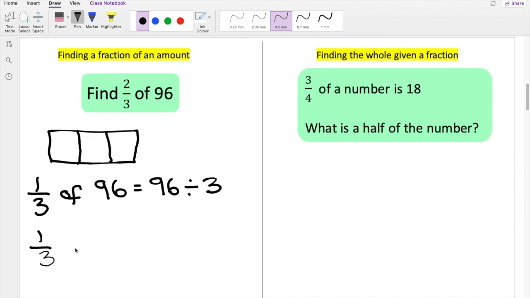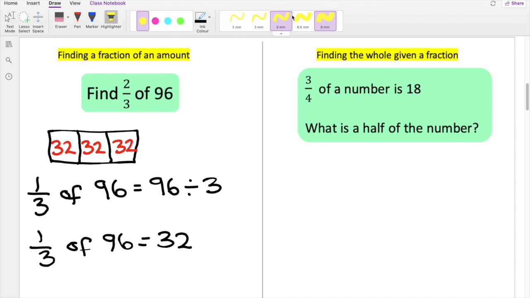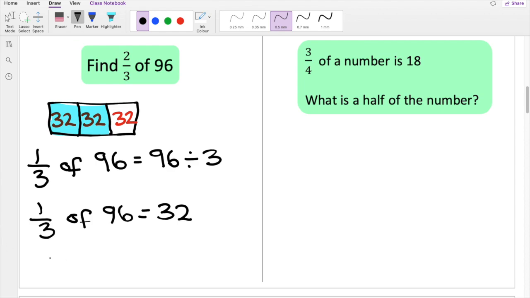So 1/3 of 96 is equal to 32. That is telling us what each little section, each little part in our bar model is worth. So I can now write that in. Now we can see to find 2/3, I need 2 sections, 2 parts of this bar model. So what I need to do next is I need to find 2/3 by doubling this amount.